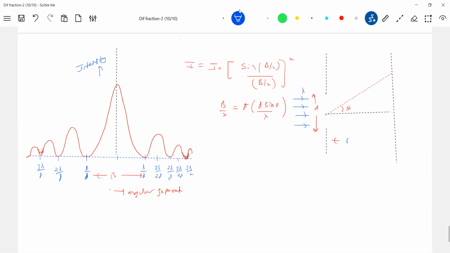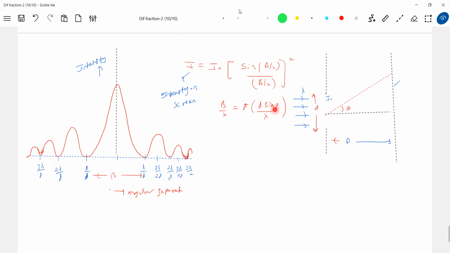The derivation needs a little more trigonometry. If you use this formula, you can predict the variation of intensity. What is I naught? I naught is the intensity of light at this particular point. And I is the intensity on the screen, whichever position you want. So I want the intensity of this point.